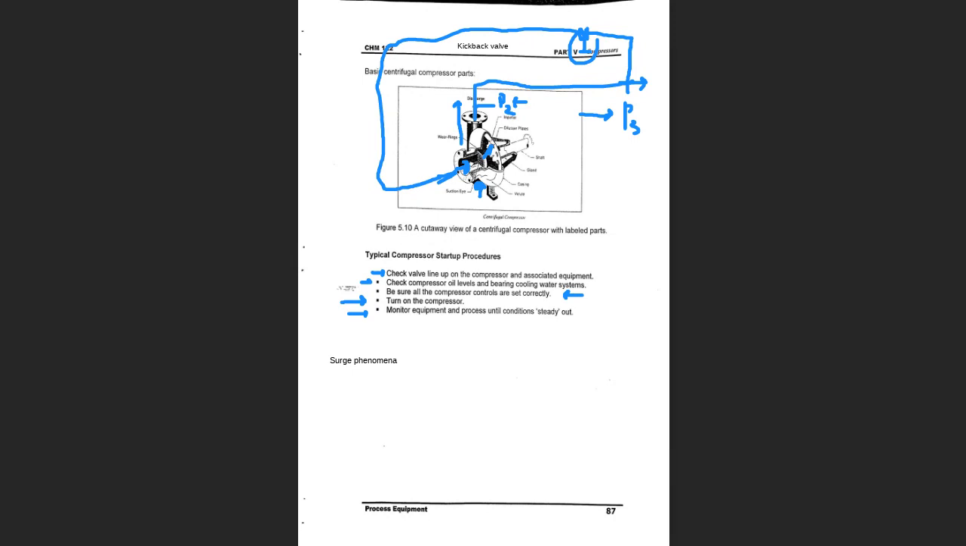تذكروا يا اخوان أن الكيك باك فالف علشان مسألة الكافيتيشن في البامبس والسيرج فينومينا في الكمبرسورز المفروض يكون مقفل في الحالات العادية، ما يفتح إلا إذا صار فعلا البريشر داون ستريم أوف ذا بامب أو ذا كمبرسور، اللي هو بعد الديسشارج بمسافة، صار قريب جدا من الديسشارج أو ممكن مساوي، يفتح الكيك باك فالف هذا علشان يرجع جزء من السائل أو الغاز من الداون ستريم إلى السكشن حق البامب أو الكمبرسور.